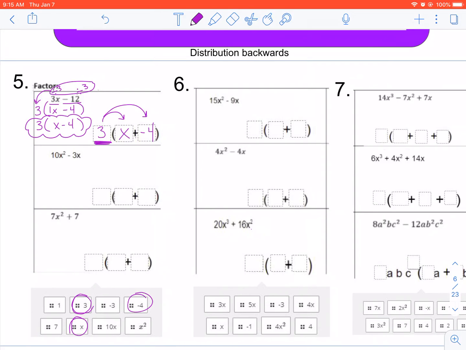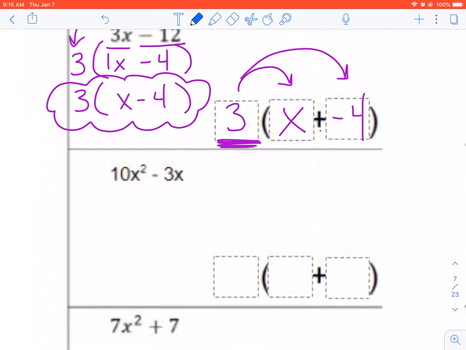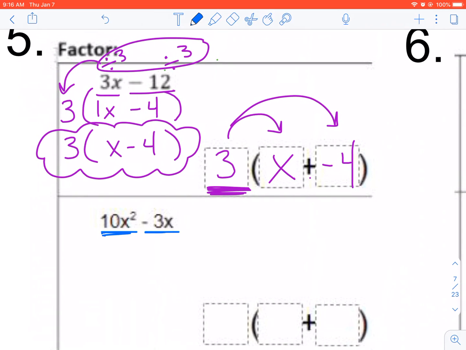Now let's do another example before you have to do one on your own. This time I want to look at both this piece, the 10x squared, and the negative 3x. Both of those pieces, do they have something in common? And I'm going to move this up a little bit. Can I divide the coefficient part by something, a 10 and a 3, and get an answer that comes out nice and pretty, even, no decimals, no fractions? And the answer is no, I can't.